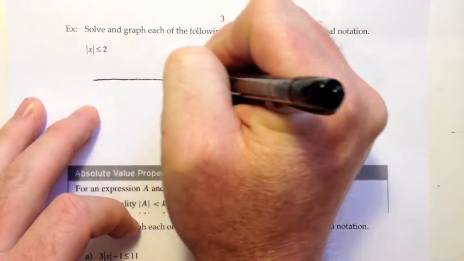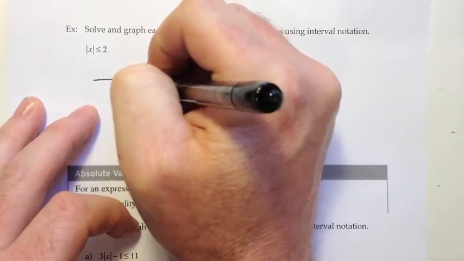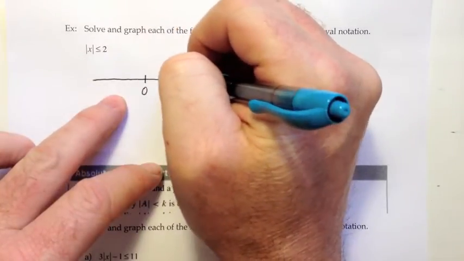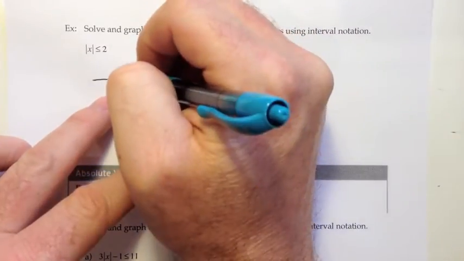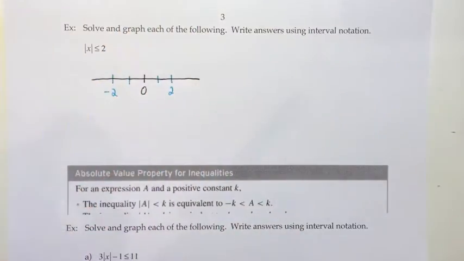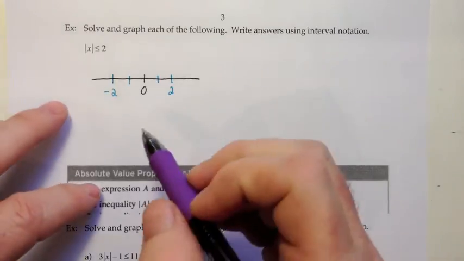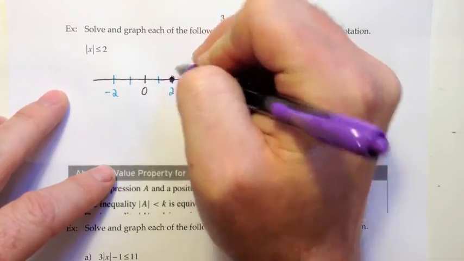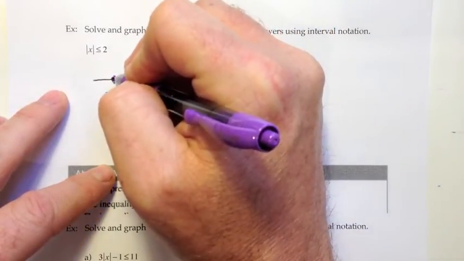If I were to draw a number line and put the 0 on there, and then think, okay, if I went 2 units to the left and the right, where would I be? So 2 units to the right would put me at +2. 2 units to the left would put me at -2. And then what do I want for solutions? According to this, I want anything that's less than or equal to 2 units away. So the or equal says I would want these points, so I'm going to put solid circles for those.